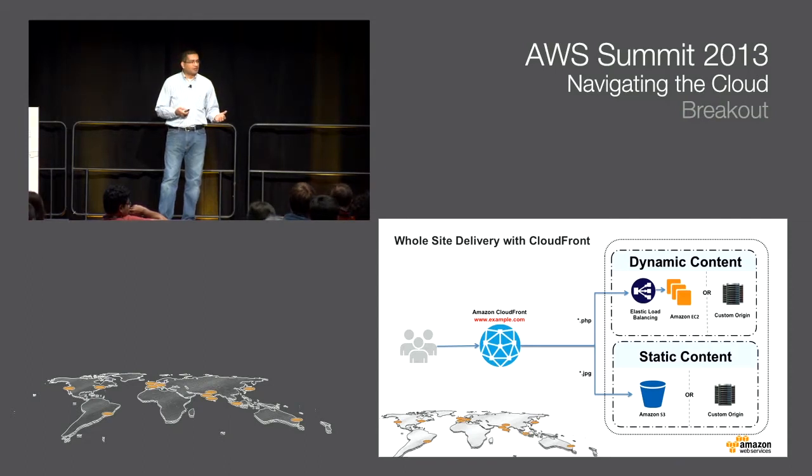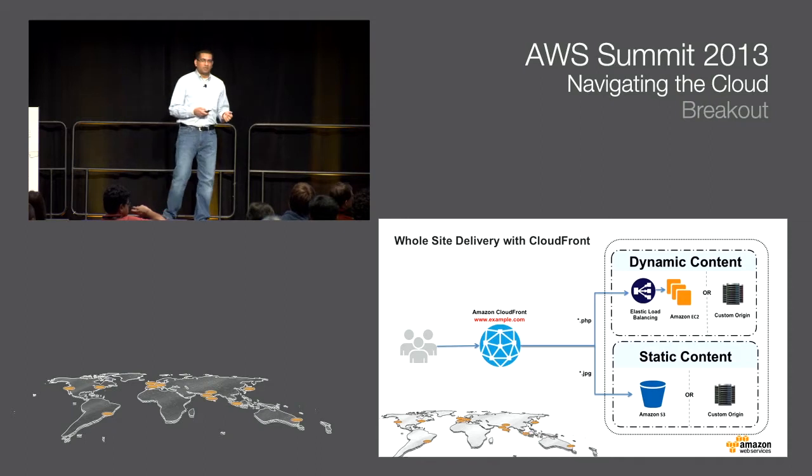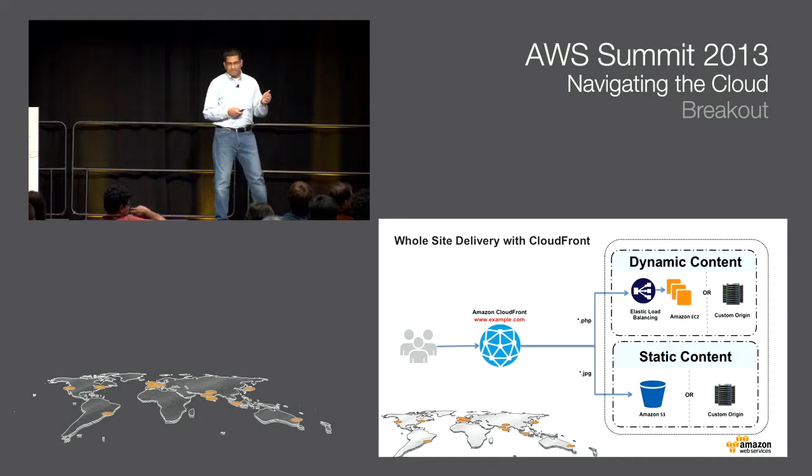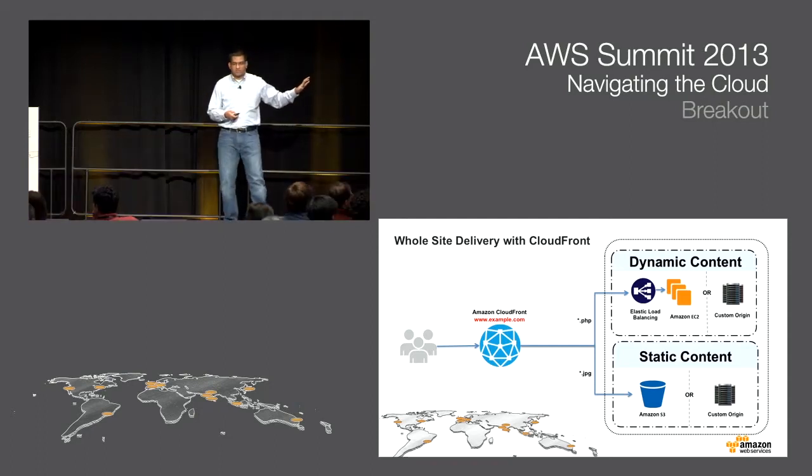portions of your website. So in this picture, you see the end users are now going to the Amazon CloudFront Edge location using the www.example.com domain name for all content on your website. So CloudFront can then go to the same Elastic Load Balancer and EC2 instances to download the PHP files, your dynamic content. So that hasn't changed from the previous picture.